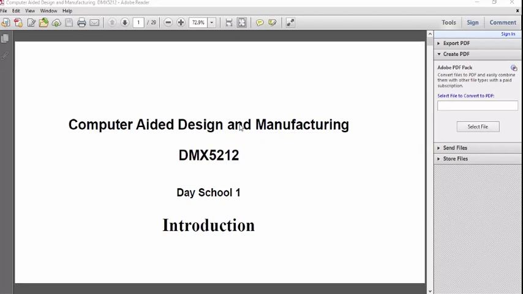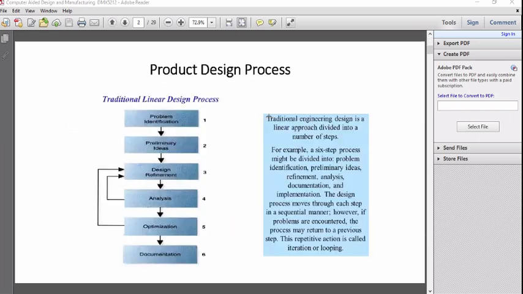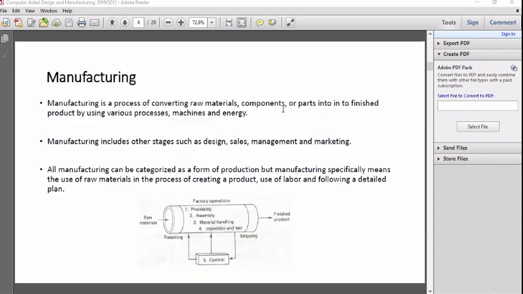We will be discussing CAD, which is computer-aided design, CAM, which is computer-aided manufacturing, and CIM, computer integrated manufacturing. We will go a little bit deeper while continuing the lesson. So first of all, you have to know what is manufacturing.